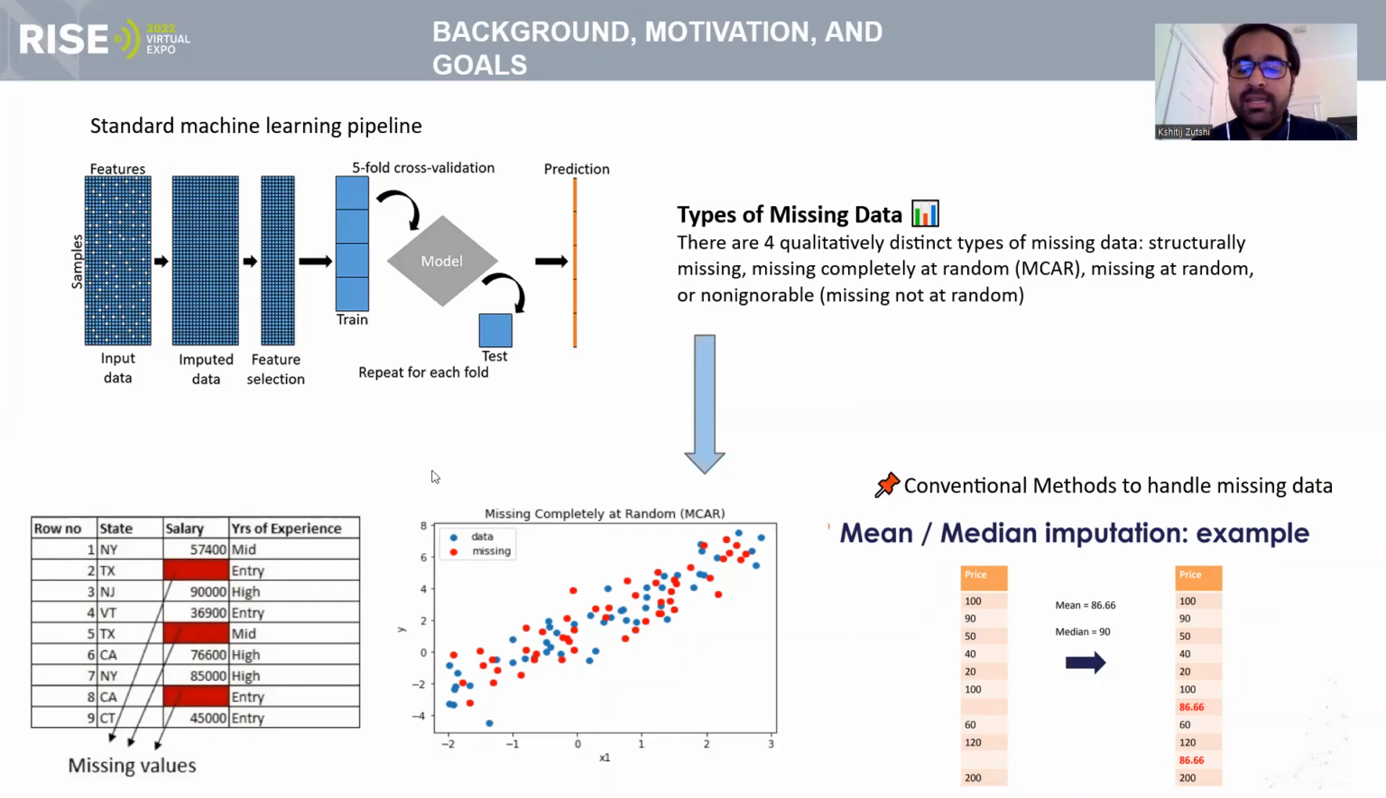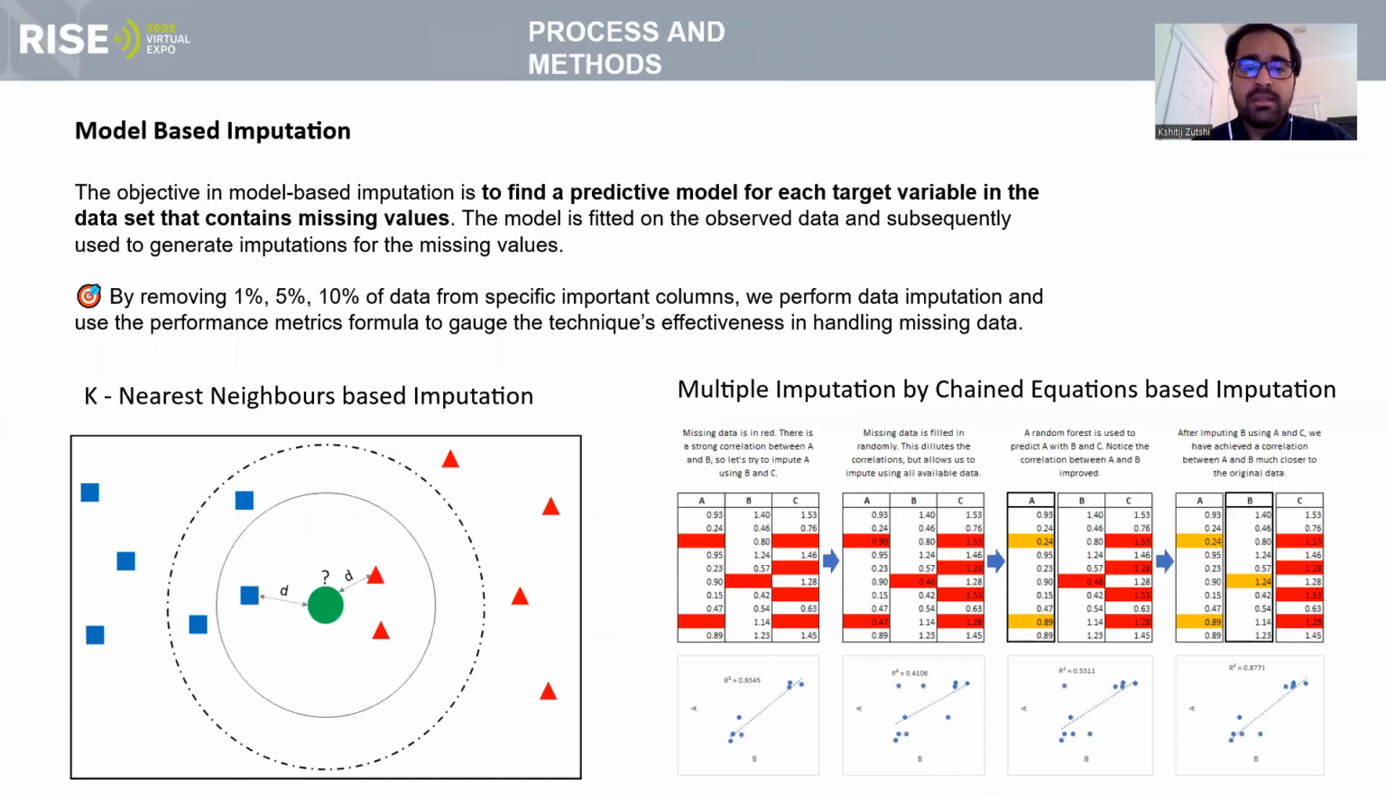Currently, conventional methods used to handle missing data are mean, median, and mode imputation, which take an average or the most frequently occurring instance in a particular column and impute that value in place of the missing value. My method is to do model-based imputation, which uses different algorithms to predict the missing value by fitting the data to the model and getting imputed values in place of those missing values.